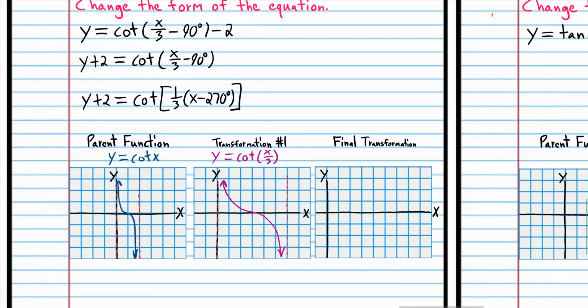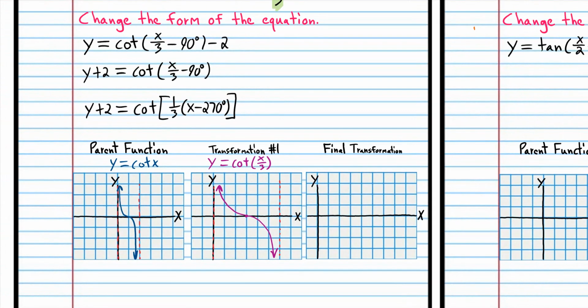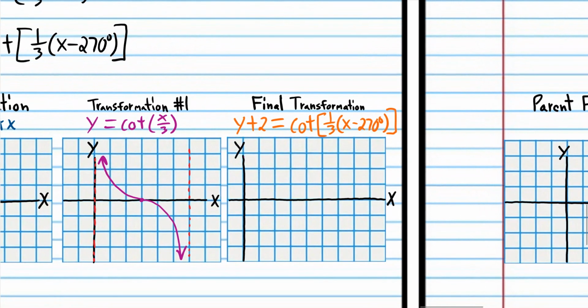Okay, so the asymptotes help us to graph. So now we're going to add 2 to y, and I'm going to replace x with x minus 270. And so we're going to move the entire graph 270 degrees to the right. And we're going to move it up, or actually we're going to move it down 2 units.